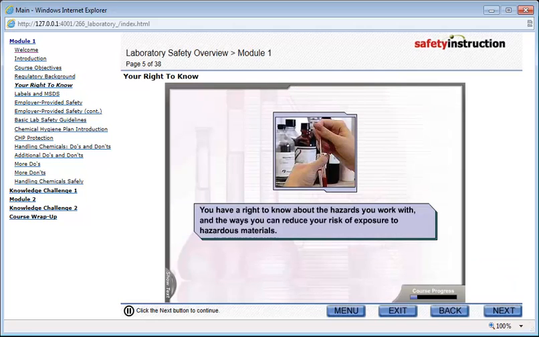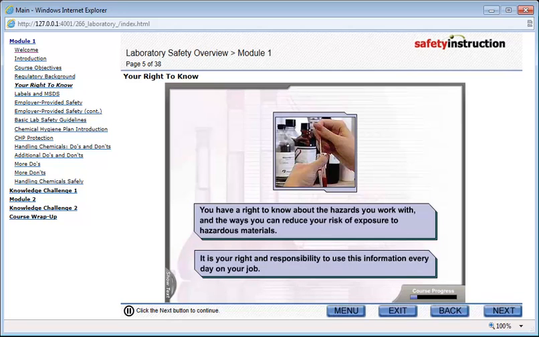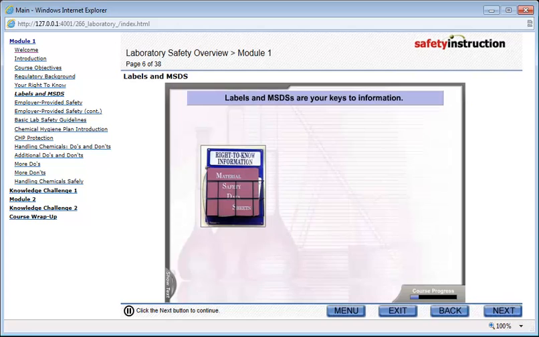You have a right to know about the hazards you work with and the ways you can reduce your risk of exposure to hazardous materials. It is your right and responsibility to use this information every day on your job. Labels and MSDSs are your keys to information.